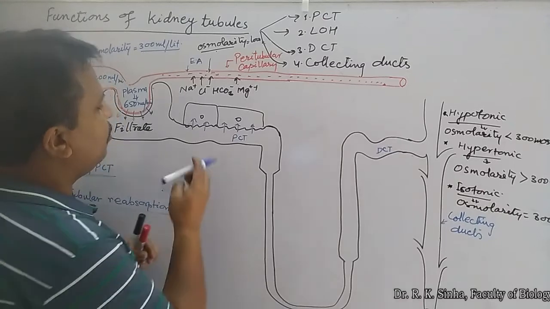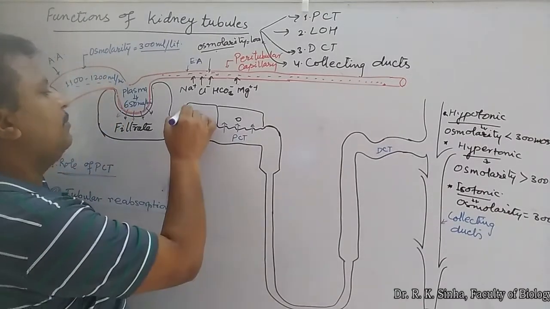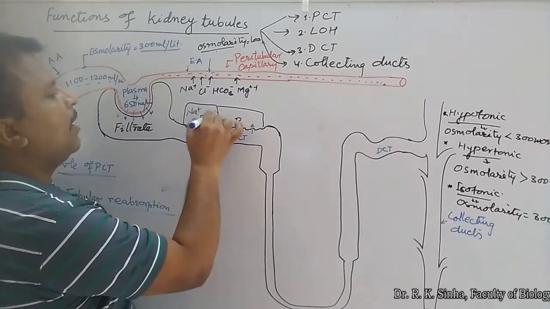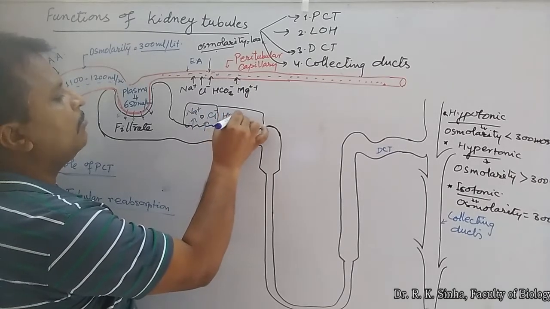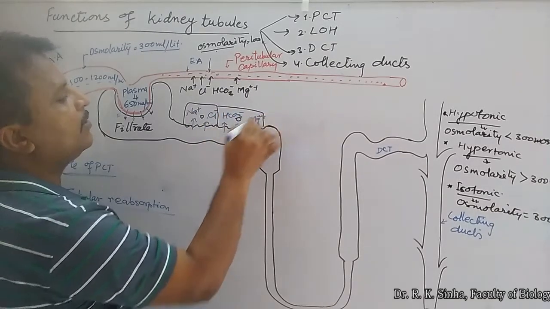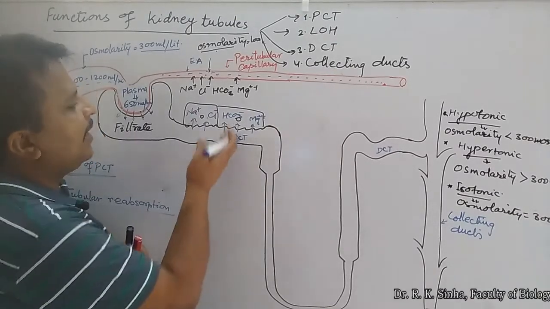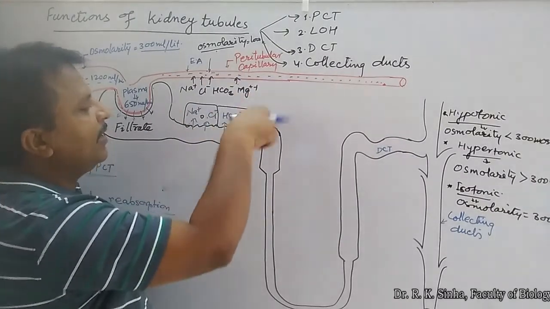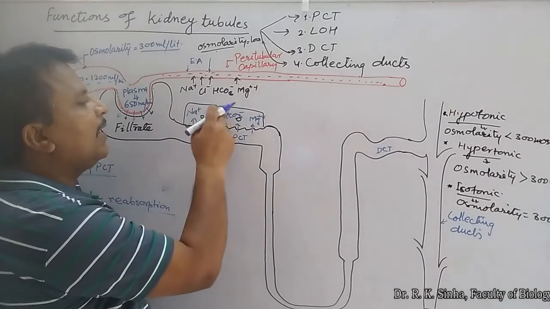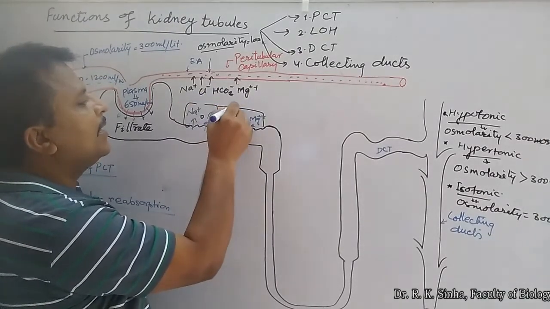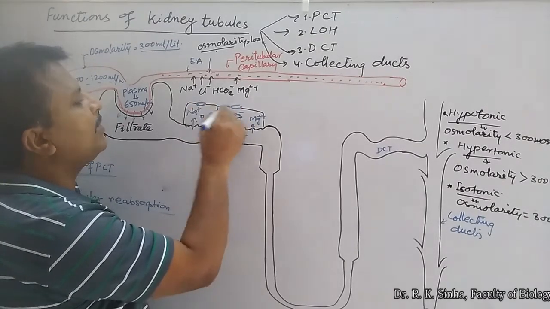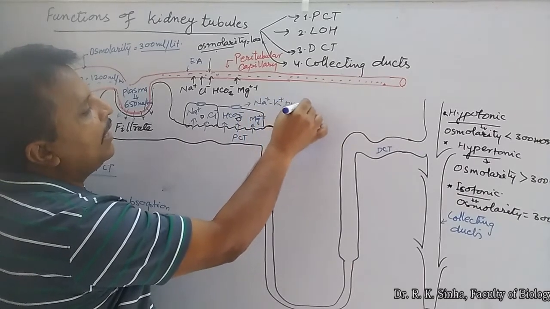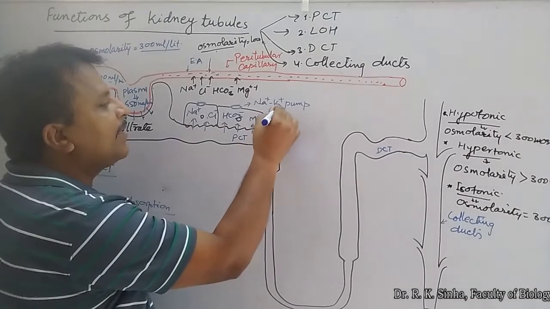Actively means there is the sodium potassium pump mechanism here. So it will start reabsorbing Na+, Cl minus, bicarbonate, Mg++, sulfate, phosphate, all these. This is active reabsorption. There is a pump here, and this pump is known as the sodium potassium pump, Na+, K+ pump, and it contains ATPase.